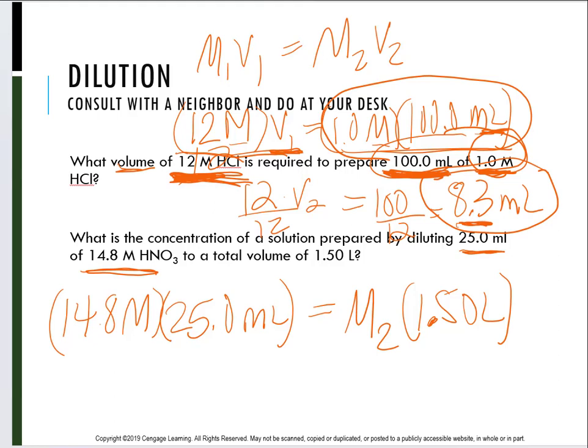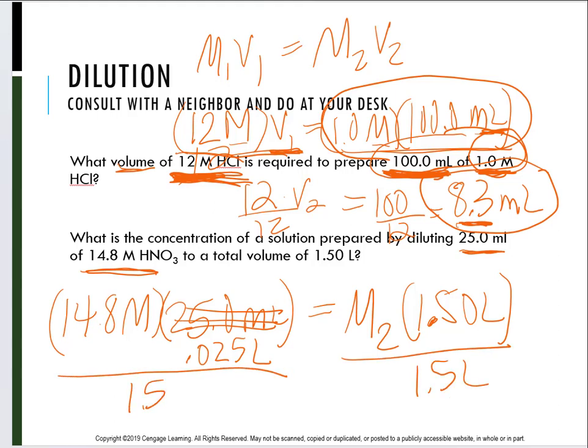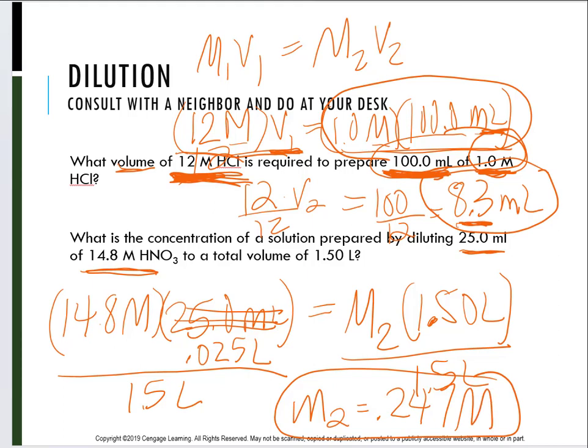So 25.0 milliliters is 0.025 liters. Just going to cross that out. Okay, so I'm going to divide both sides by 1.5 liters. And I get M2 is 14.8 times 0.025 and divide that by 1.5, 0.247 M. There we go. So I started with 14.8 molar and I really diluted it down to 0.247 molar.